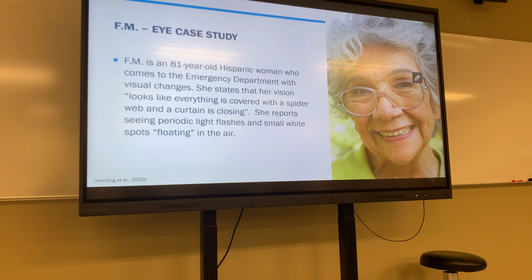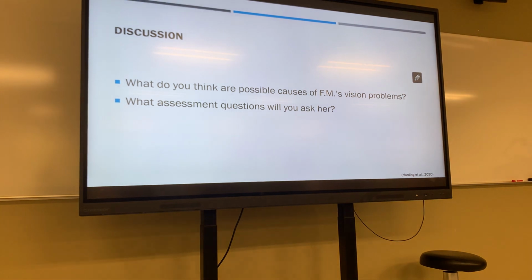What are you thinking right away? Retinal, partial or full? Partial, good. She reports seeing periodic light flashes and small white spots floating in the air. So we already answered this first one. What do you think are possible causes of her vision changes? So partial retinal detachment, right? What are some questions that you would ask her, thinking that maybe she's got a retina issue? Any recent surgeries? Recent surgery, good. Medications? Do you smoke? Diabetes? What health conditions do you have? Good.